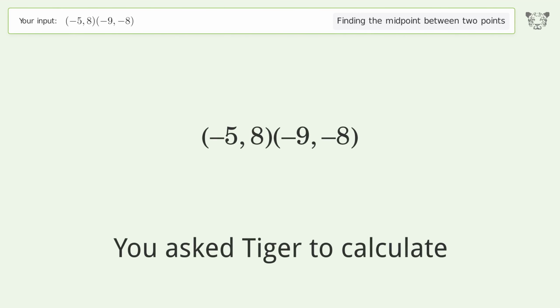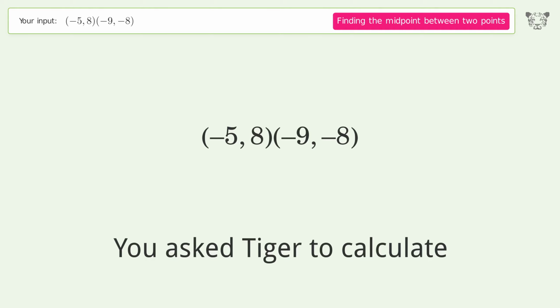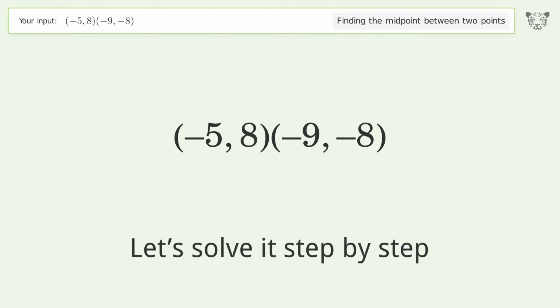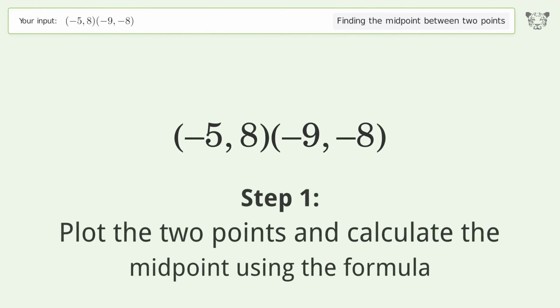You ask Tiger to calculate. This deals with finding the midpoint between 2 points. The midpoint between the 2 points is -7, 0. Let's solve it step by step. Plot the 2 points and calculate the midpoint using the formula.